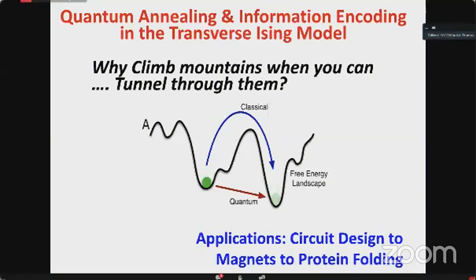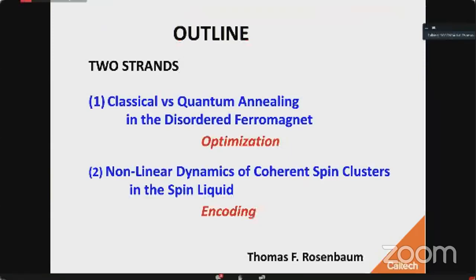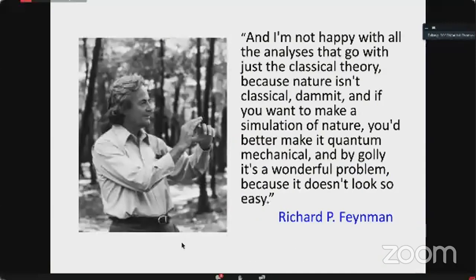I will concentrate on magnets, and in fact, what I want to do is tell you about the first experimental demonstration of quantum speedup in a quantum annealing versus classical annealing experiment. And this was in the disordered ferromagnet. But these experiments are a little old, and they've motivated a number of different approaches. And I want to tell you about the more recent work in the second strand of the talk, which is to talk about nonlinear dynamics of coherent spin clusters in the more dilute limit, where we have the hope of encoding information. So let me start with some additional motivation.